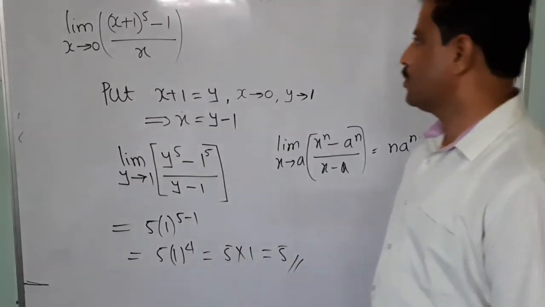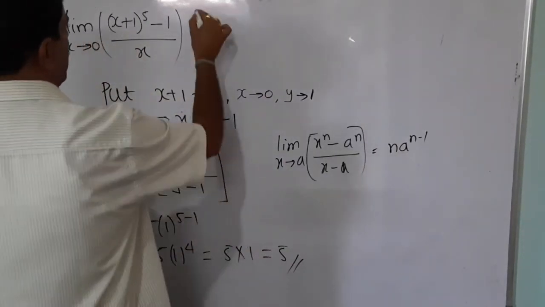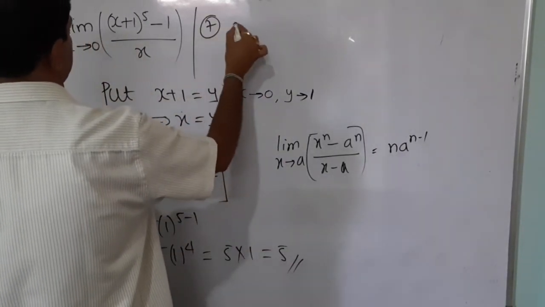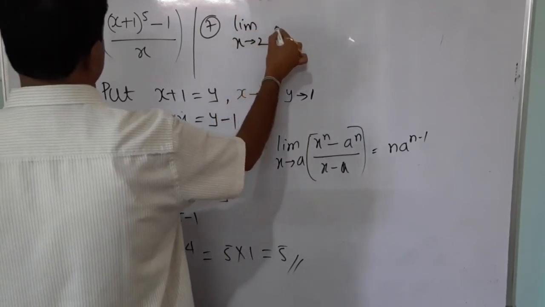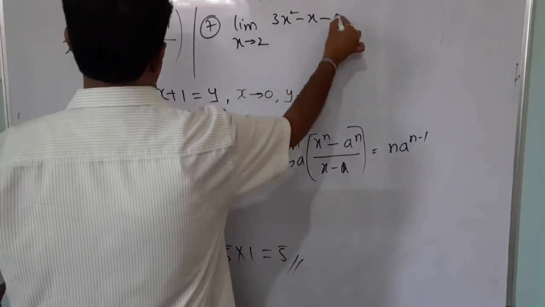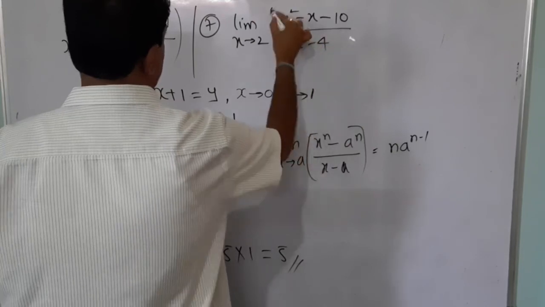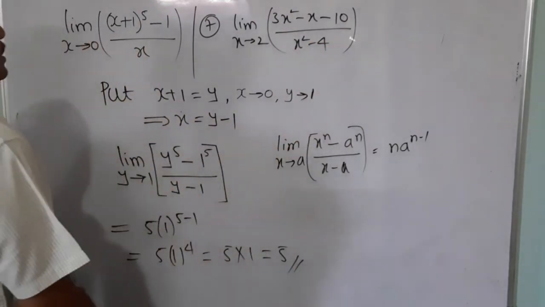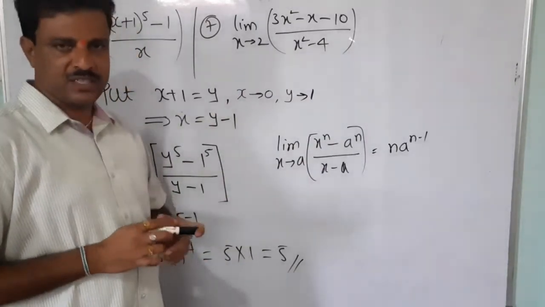Next I will give a homework, you try it. Problem number 7: limit x tends to 2, 3x square minus x minus 10 divided by x square minus 4. This is homework. Do problem number 7 homework and WhatsApp it to me.